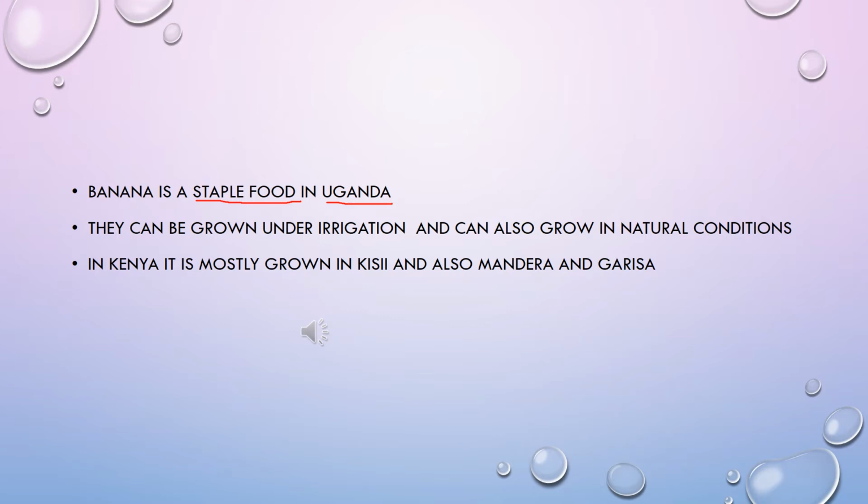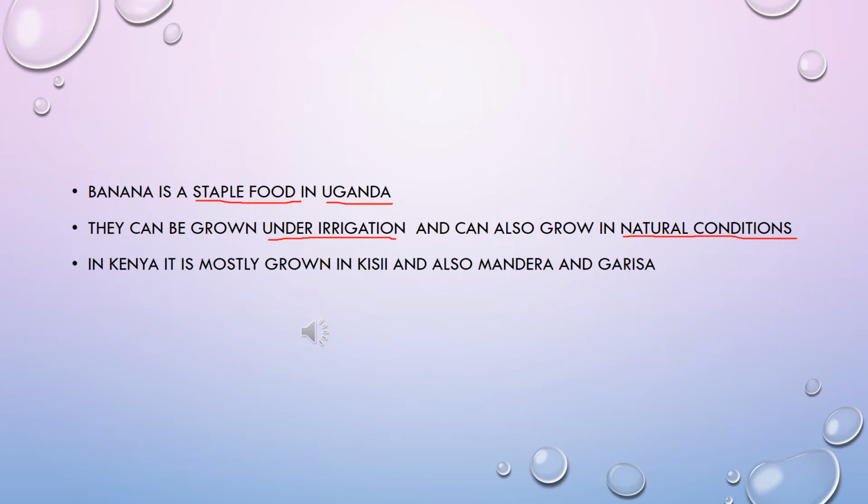Bananas can be grown under irrigation and can also be grown in natural conditions. So banana as a plant can be grown under irrigation, and at the same time it can also grow in natural conditions, that is, not under irrigation.